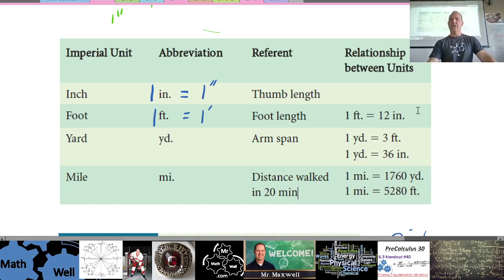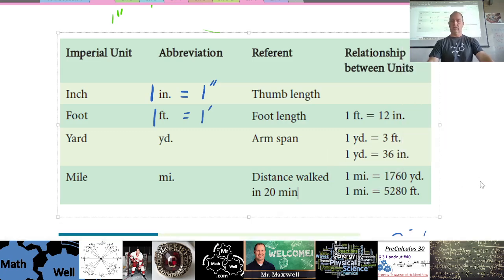So the relationship between units, this is also important. There are 12 inches in every foot. So 1 foot length has 12 little inches inside those. So 1 foot is 12 inches. A yard is actually 3 feet. A yard is also 36 inches, okay?